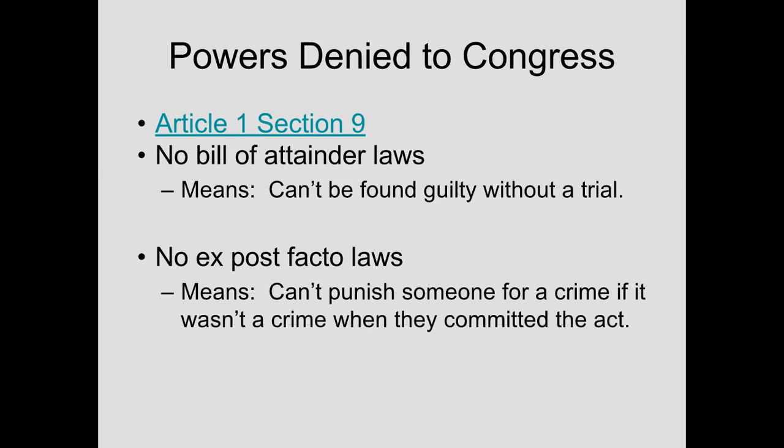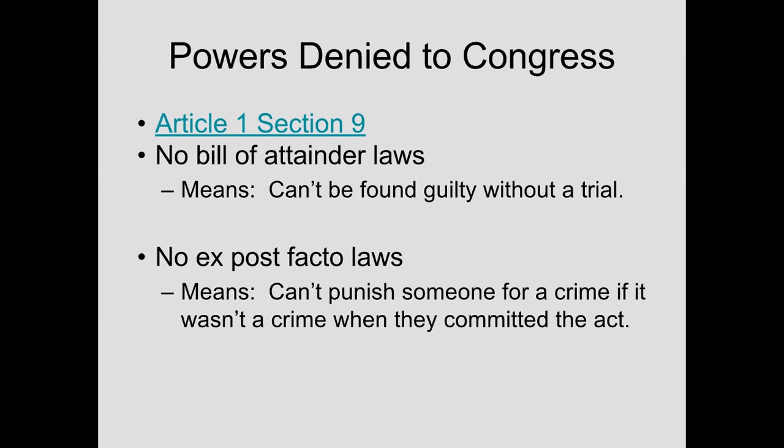The Constitution also denies some power to Congress, some things that Congress cannot do. Article 1, Section 9 gets into things that are denied to Congress. One line says that Congress shall not make any bill of attainder laws nor ex post facto laws. Okay, a bill of attainder law would be a law that would find somebody guilty without a trial. So if Congress would pass a law that convicts me of a crime, that would be a bill of attainder law. That is unconstitutional. Only our judicial system can convict somebody of a crime.